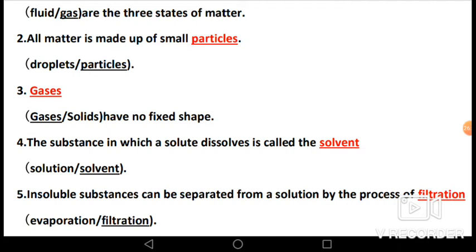Now let's understand the fifth fill in the blank. Insoluble substances can be separated from a solution by the process of dash. Options are evaporation and filtration. The answer is filtration. In filtration, a solution containing insoluble substances is passed through a filter paper. On doing so, the liquid passes through the filter paper, while the insoluble substance gets retained on the filter paper.